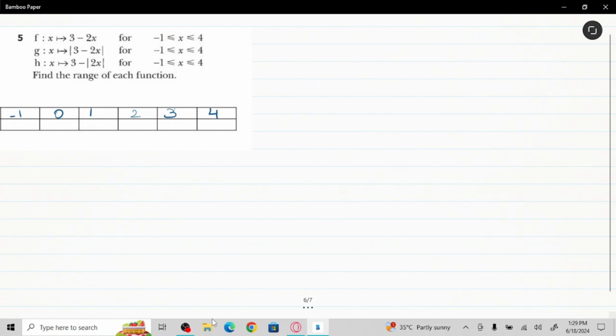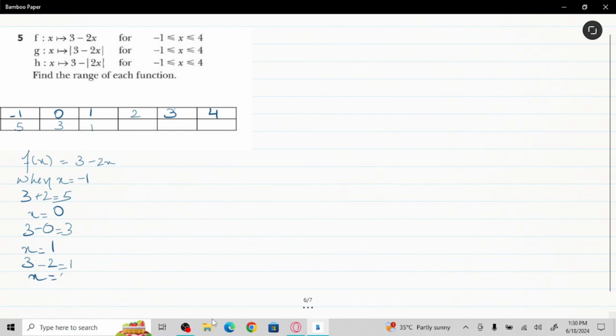Now let's solve this real quick and just input all these values. f(x) is equal to 3 minus 2x. Input the value -1: when x equals -1, we have 3 plus 2, which is equal to 5. x is equal to 0: 3 minus 0 is equal to 3. x is equal to 1: 3 minus 2 is equal to 1. For x equal to -1, y is equal to 5.